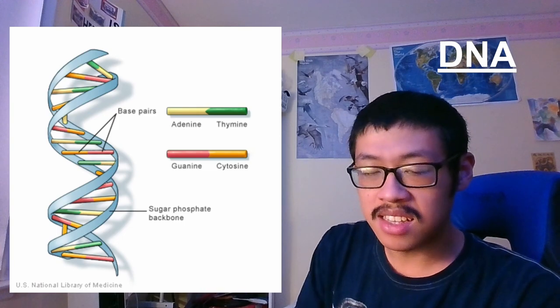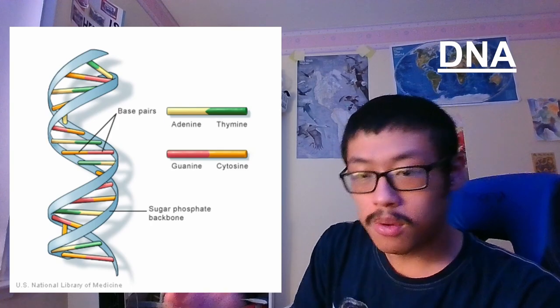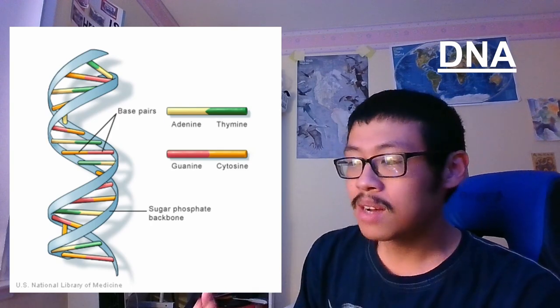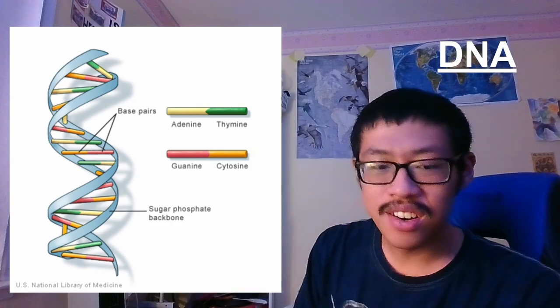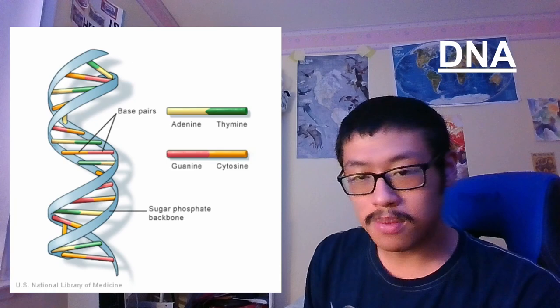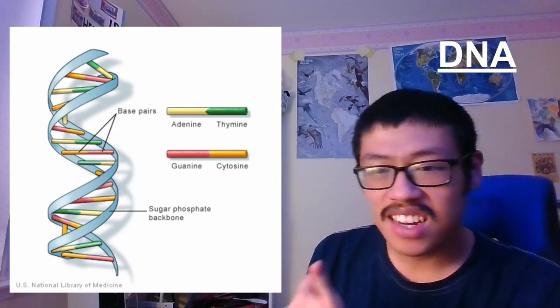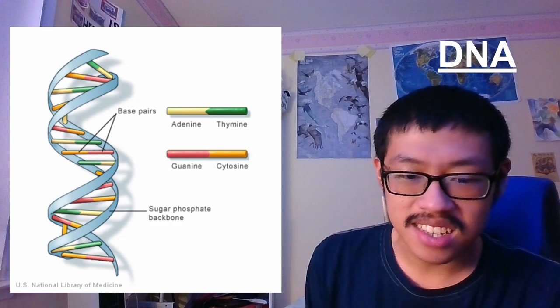DNA stands for deoxyribonucleic acid, and it is the main genetic information molecule in all of life, together with another nucleic acid called RNA, ribonucleic acid. It forms the basis of genetics, the study of how biological information is passed down from generation to generation. DNA passes down information in the form of four nitrogenous bases: adenine, thymine, guanine, and cytosine.